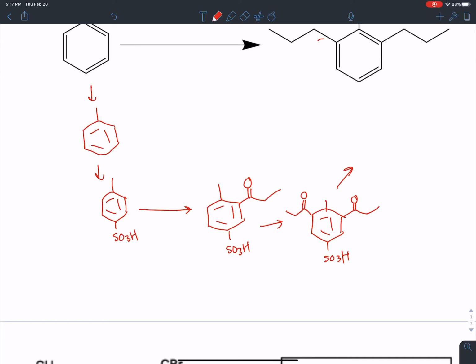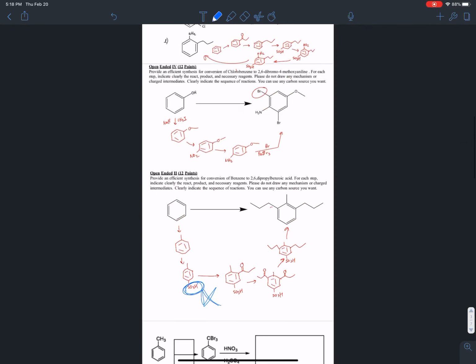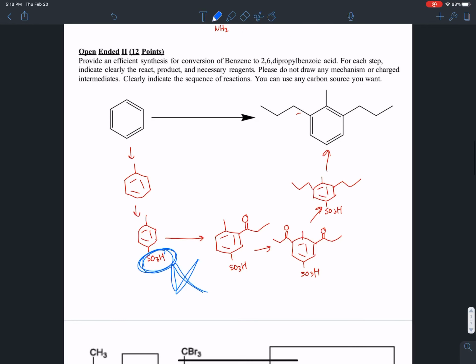Then you want to reduce both of them with zinc amalgam. And then lastly, remove the SO3H. Now again, this step right here is wrong. You can't do this. If you have one of these on your benzene already, you're not allowed to add more stuff. So this question's hella faulted. You can kind of ignore this question, I would say. I just looked at it.